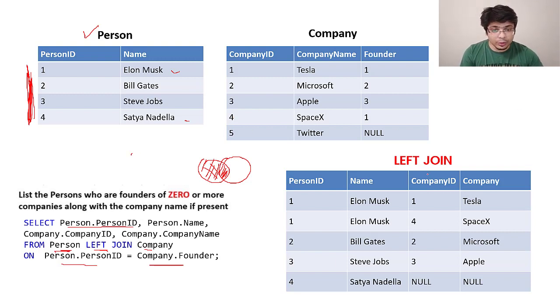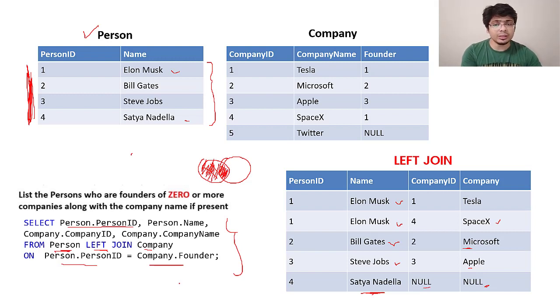So let's see the output. It returns Elon Musk because Elon Musk has a company here. Elon Musk will return again because SpaceX is also present here. Then it will return Bill Gates, who has a company, Microsoft, and Steve Jobs, who is the founder of Apple. But see, here it is also returning Satya Nadella, even though he does not have any company. He is not the director or the owner of any of these companies. So this means that all the values of this table will get returned even if they do not have a corresponding matching value in the company table. So this is the meaning of left join. It returns all the values of the left table along with the matching values.